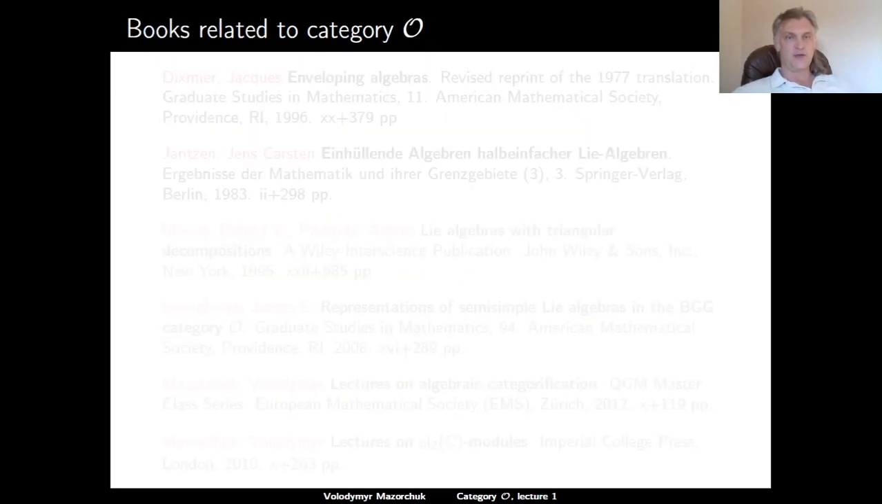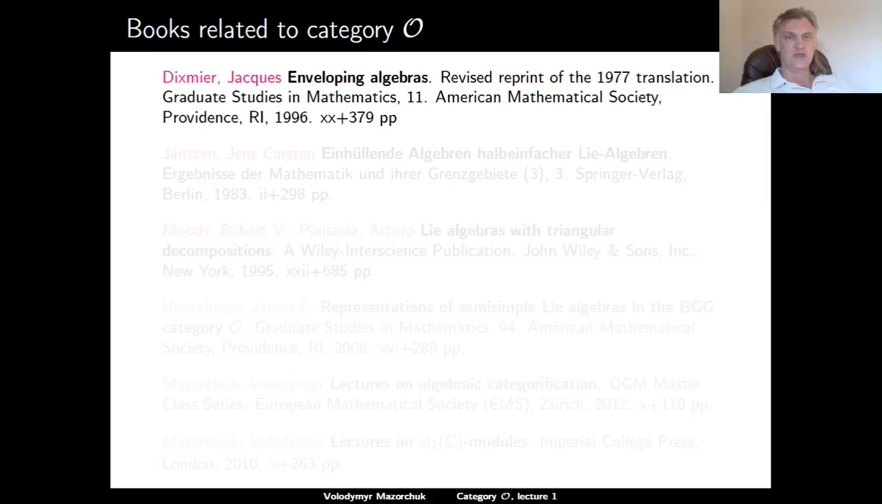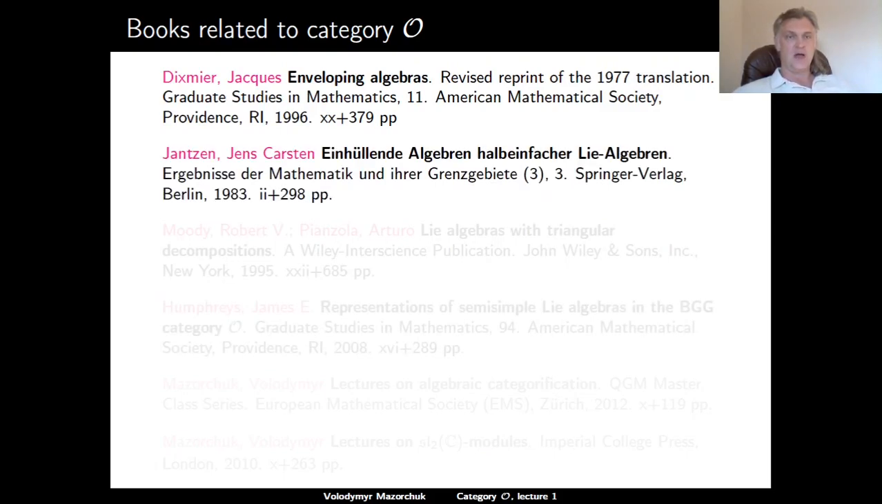In relation to category O, the oldest book which treats the structure of highest weight modules, in particular of Verma modules, is Dixmier, Enveloping algebras. Furthermore, a very good read is Jantzen's book on enveloping algebras. It has a disadvantage that it is in German.